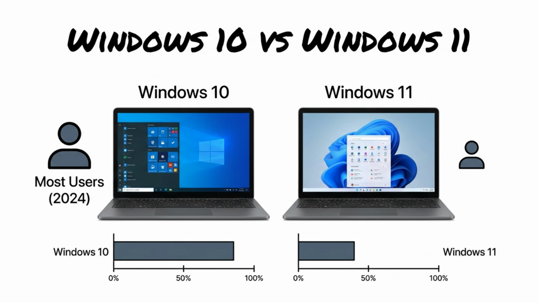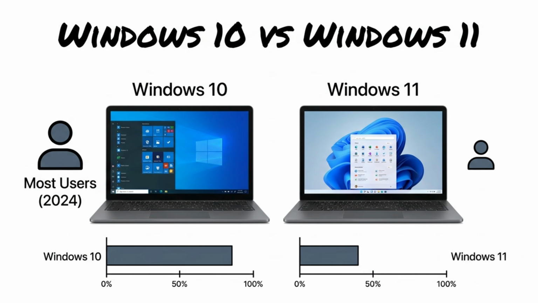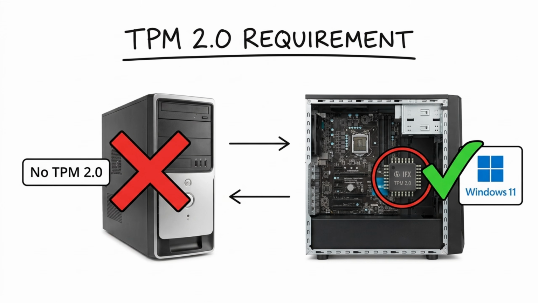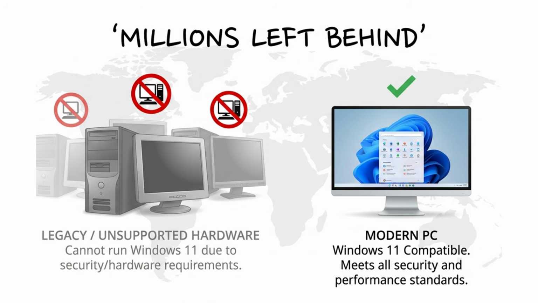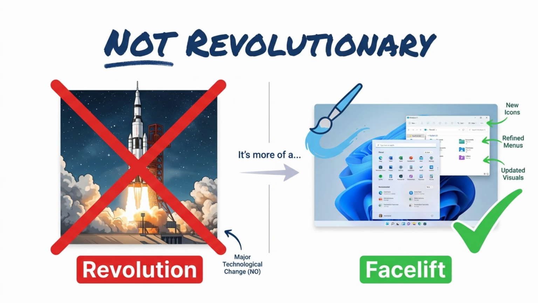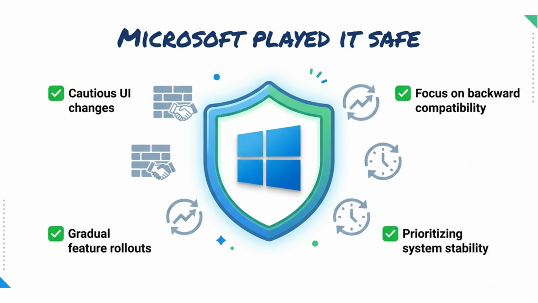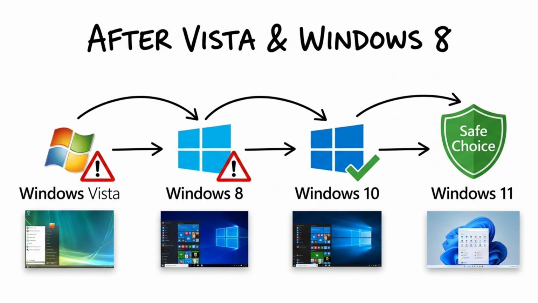As of 2024, most people still used Windows 10. Windows 11 requires newer hardware, a TPM 2.0 chip, which left millions of PCs behind. So it's not bad, but it's not revolutionary. Microsoft played it safe. And you know what? After Vista and Windows 8, safe isn't the worst idea.